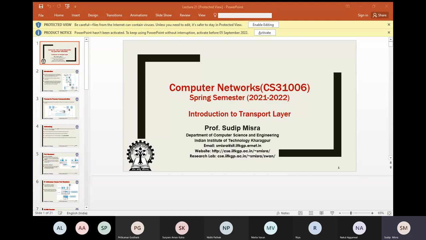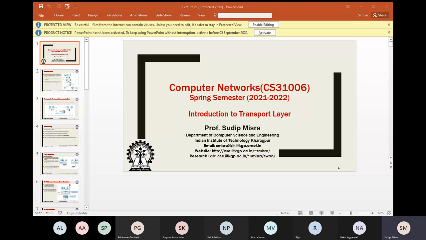So here we need to understand the basics of the transport layer, right? We already know what the main functions of the transport layer are, because when we covered the layering concept, we went through it layer by layer, right? So now we need to understand what the main function is.